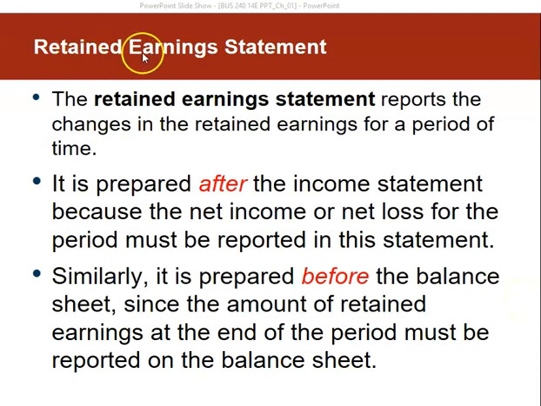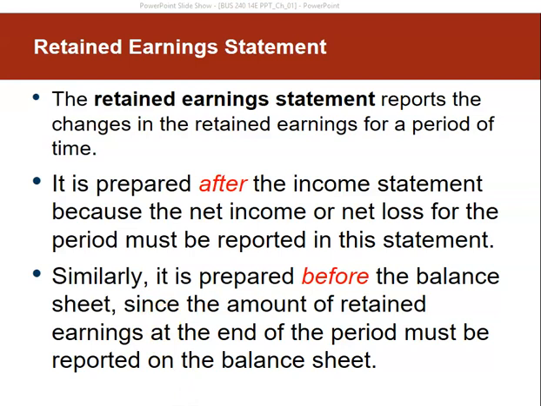Now, the next item, if you recall from a couple of slides back, is the retained earnings statement. It says that the retained earnings statement reports the changes in retained earnings for a period of time. Now, the second bullet point is very important. It says it is prepared after the income statement because the net income or loss for the period must be reported in this statement. We'll look at an example here in a moment, and hopefully that will help. And then it says, finally, similarly, it is prepared before the balance sheet, since the amount of retained earnings at the end of the period must be reported on the balance sheet.